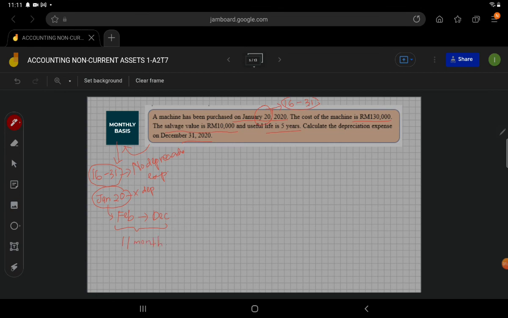Okay. So, how to calculate the depreciation expense? Okay, the formula kita dah tahu. Cost minus salvage value divide the useful life. Okay. This is the depreciation expense for 1 year. Sekarang kita bukan 1 year, kita ada 11 bulan. Jadi kita kena times 11 over 12.